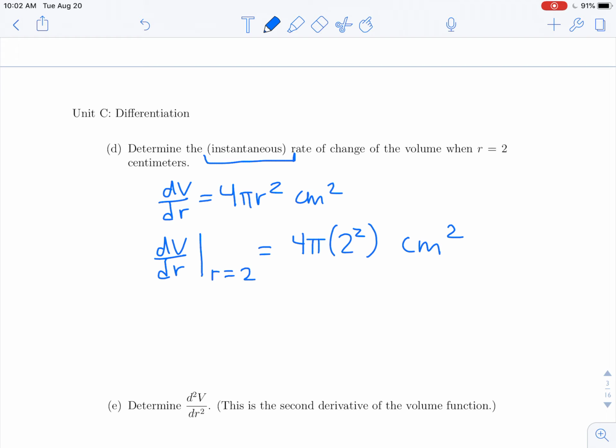And so the instantaneous rate of change when r is 2 centimeters is the derivative with respect to r evaluated at r equals 2, which is 4 pi times 2 squared centimeters squared. And if you wanted to, you could consolidate a little bit. 2 squared is 4, times 4 is 16. So you could write this as 16 pi centimeters squared.